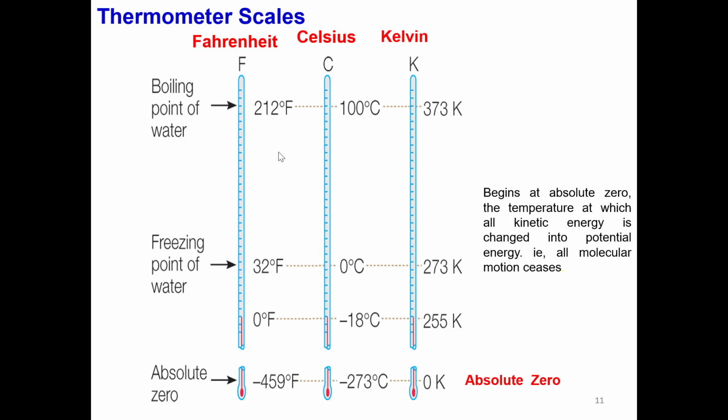The other temperature scale that is used in other countries and also in science is the Celsius temperature, and I need you to remember these two temperatures in Celsius. The freezing point of water in Celsius is 0 degrees Celsius, and the boiling temperature of water is 100 degrees Celsius. Remember these two temperatures because we will use them to solve many problems. In this case, the absolute zero temperature in Celsius is negative 273 Celsius.